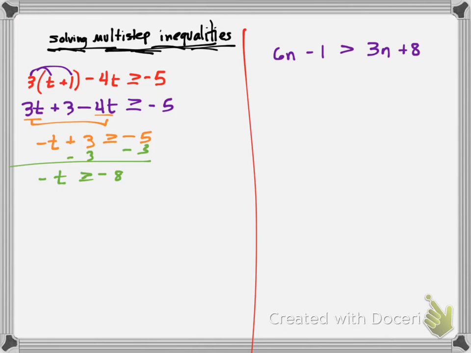Now the one difference at this point is if we divide or multiply by a negative number, like negative 1, I would flip the inequality. So instead of greater than, it becomes less than or equal to. The t is now positive, and so is the 8. So the answer is t is less than or equal to 8. So I have 7, and I have 8. I put a closed circle and an arrow pointing left.